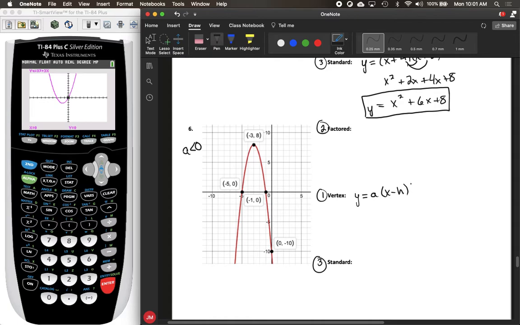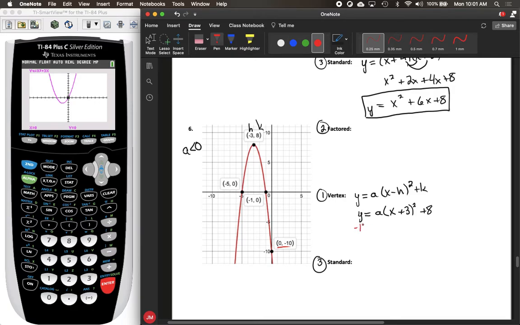So for vertex form, we're going to start by copying down our basic setup for that. So a(x minus h) squared plus k. Remember that h and k are the values for your vertex. So let's go ahead and fill those in. We're going to have x minus negative 3, so x plus 3 squared, plus our k value, so plus 8. Since we don't know what a is, let's go ahead and plug in one of our other points. I'm going to use the y-intercept once again at (0, negative 10).